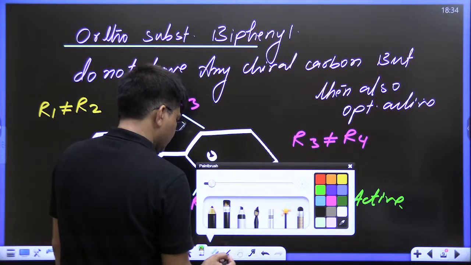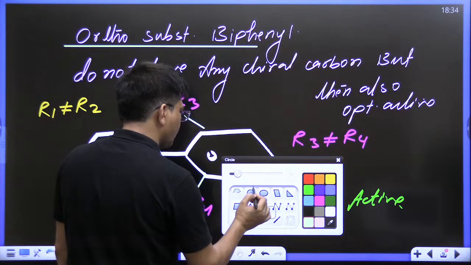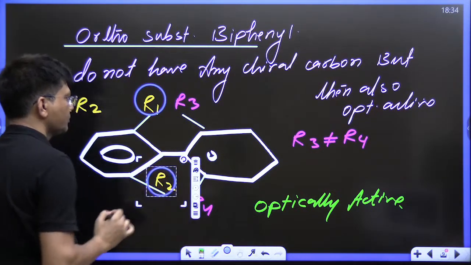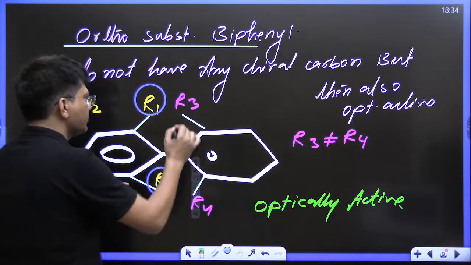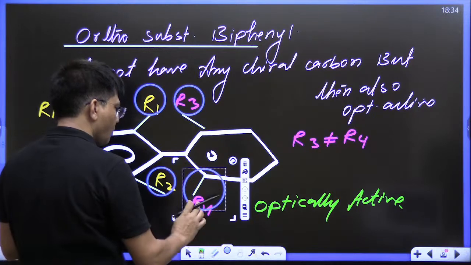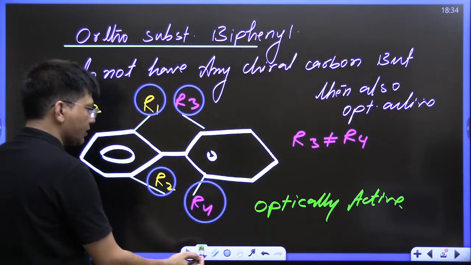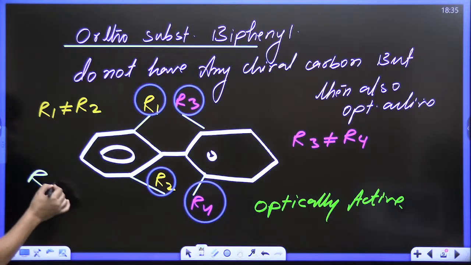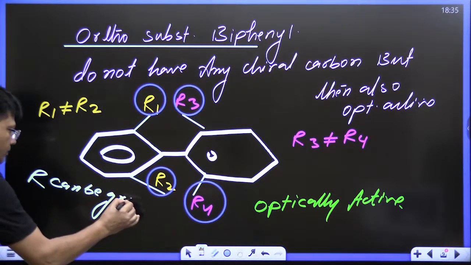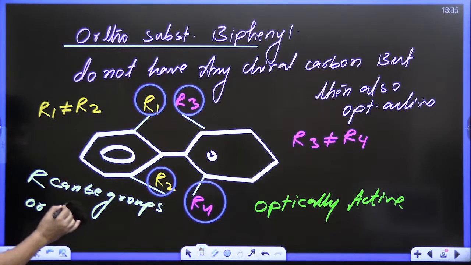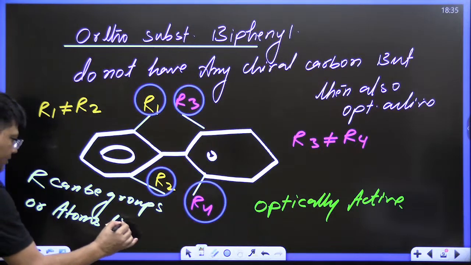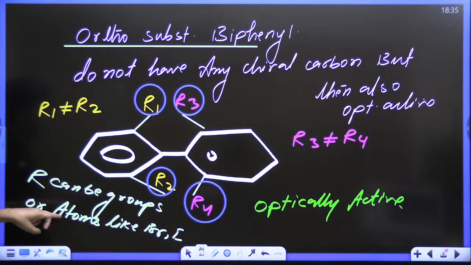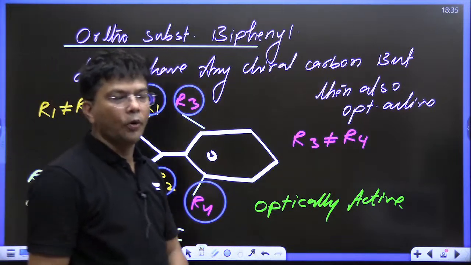Now, the question arises, kids. Right now, you have to cram it. I will let you know how to find out. This is R1, this is R2, and this is R3, this is R4. What can these groups be? R1, R2, R3, R4 can be any groups, or atoms. But which atoms? Bigger atoms, like bromine or iodine. Either these R should be groups, or if they are atoms, the atoms should be bigger, like bromine or iodine.